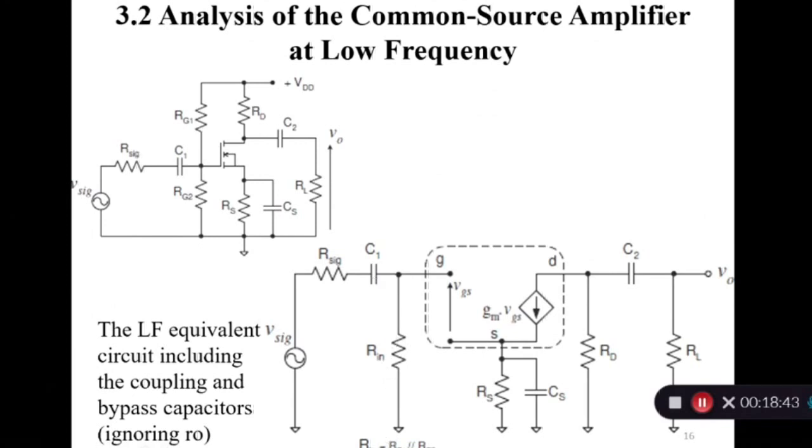What is Rin? The parallel combination of RG1 and RG2. Now you know how to draw the small signal model. Hold this way, connect to the ground, so RG1 will become parallel to RG2. So this is the Rin. The resistance looking from C1 is Rin plus R signal. So the resistance looking from C1 is Rin plus R signal.